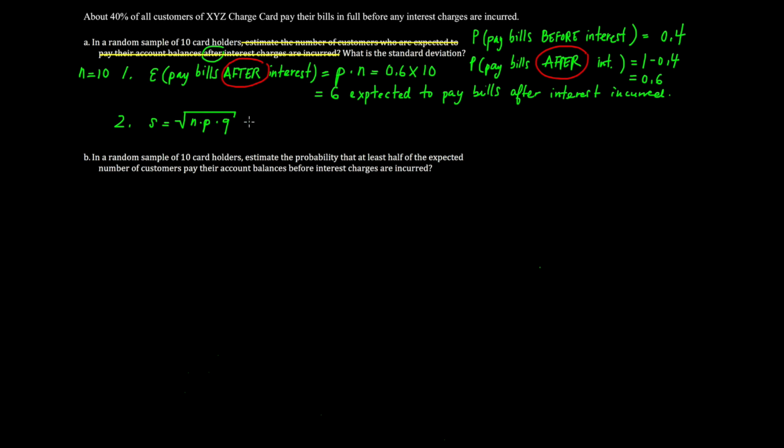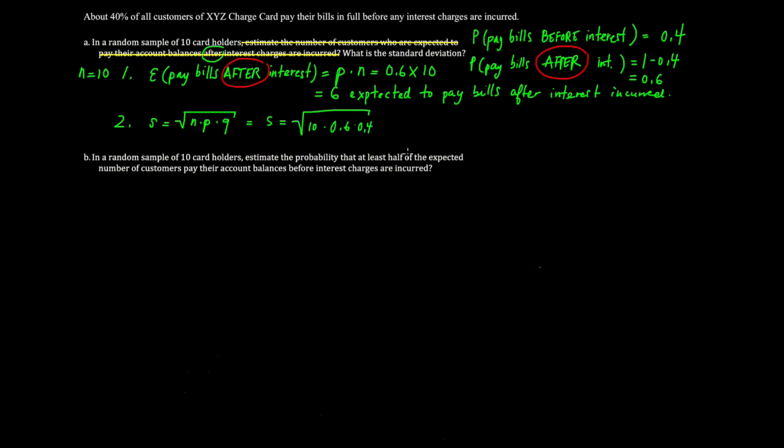So this is very simple. We're simply going to plug in the numbers. So our standard deviation, now don't forget the square root, okay? It'd be silly to forget the square root, is simply going to be the square root of 10, my sample size, times p, which is 0.6, times q, which is 0.4.